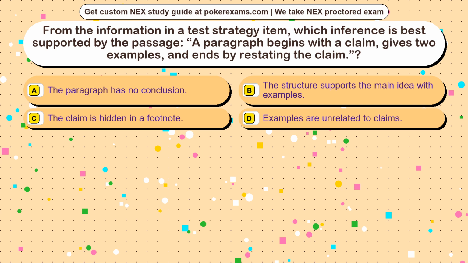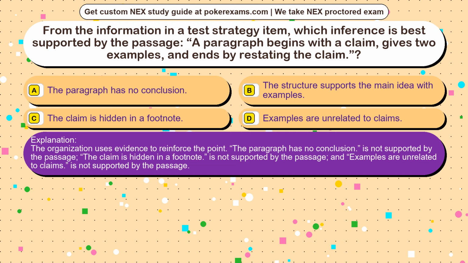The correct answer is option. The organization uses evidence to reinforce the point. The paragraph has no conclusion is not supported by the passage, the claim is hidden in a footnote is not supported by the passage, and examples are unrelated to claims is not supported by the passage.